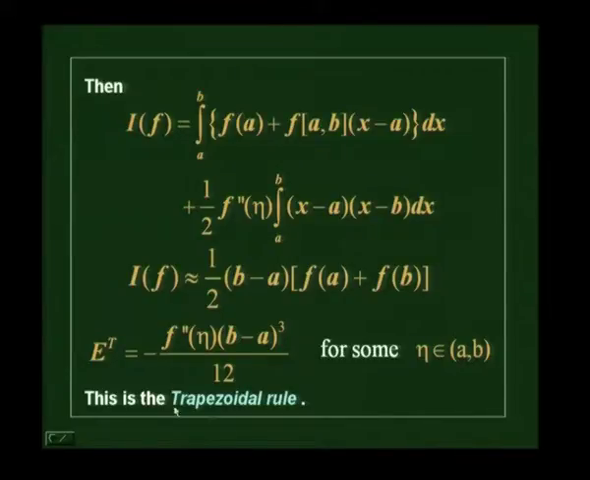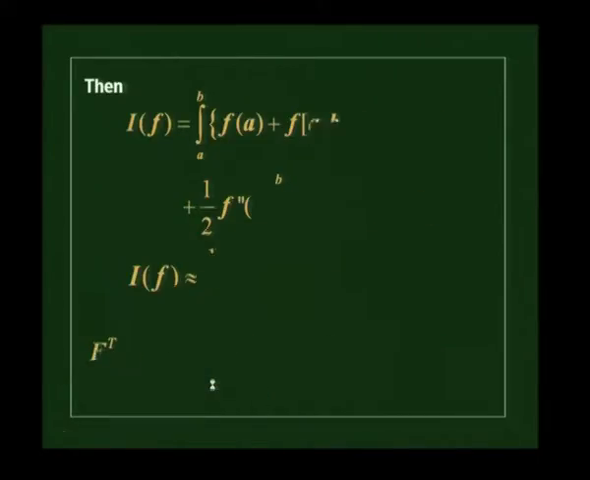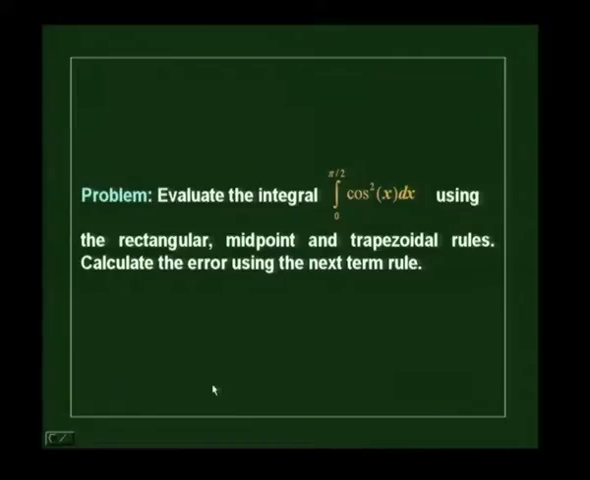So far we have looked at three: rectangular, midpoint, and the trapezoidal rule. You could do this problem, that is, take cos²x dx between the limits 0 and pi by 2, and we know what the integral of this is analytically. You could then evaluate it using the rectangular, midpoint, and trapezoidal rules, and calculate the error because you know the exact value, and then compare them with what you get.